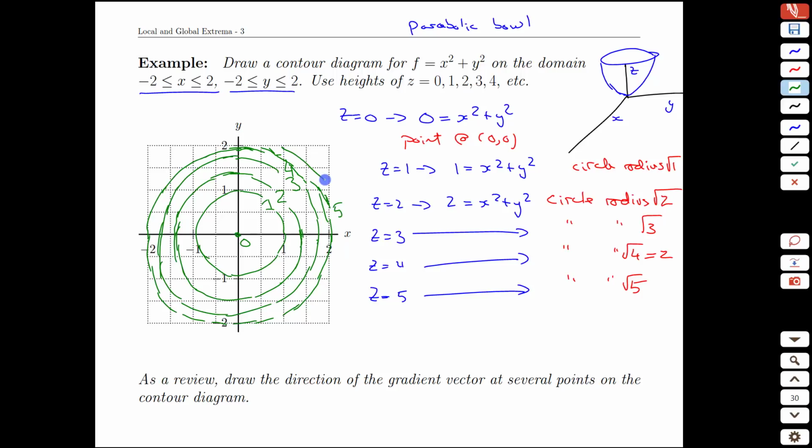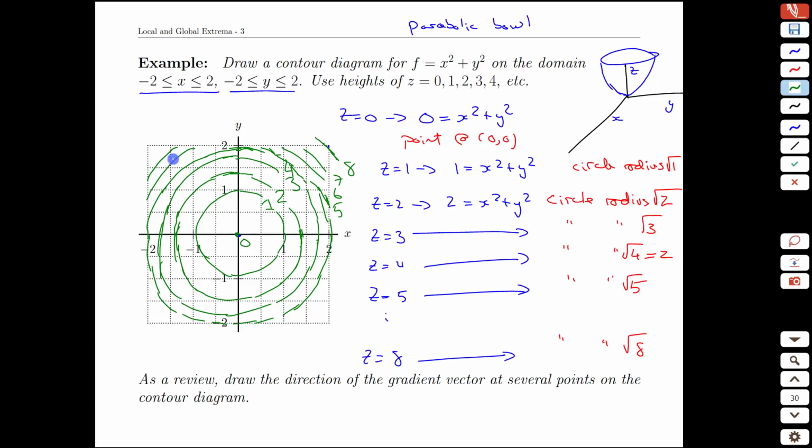And we can actually see there's going to be contours higher and higher until we get to z equals 8. At that point, that's a circle with radius root 8. Well, if we take a look at the distance from the center out to the corner, that's going to be 2 squared plus 2 squared, that's 4 plus 4, that's 8. Root 8 is going to be exactly the distance to that corner.